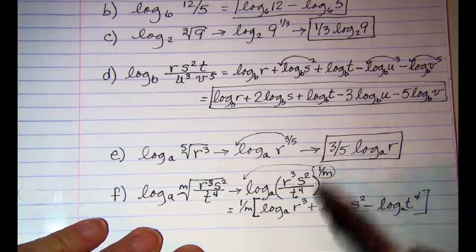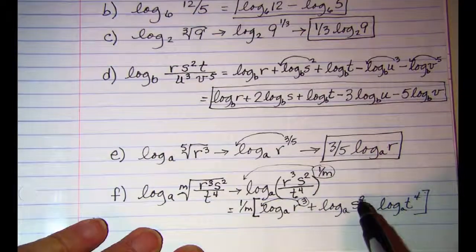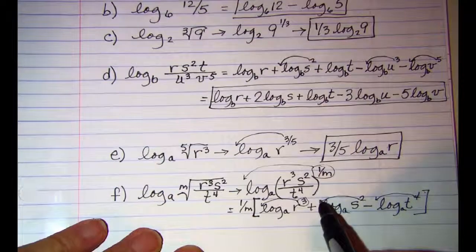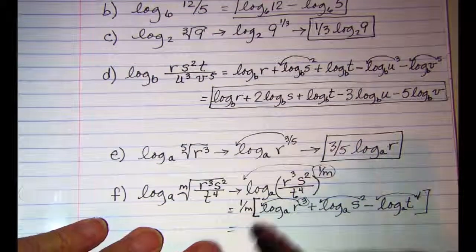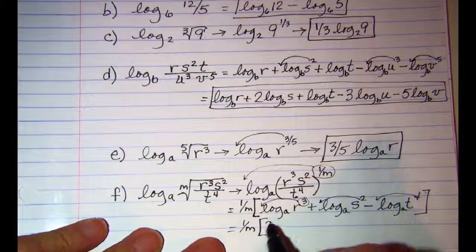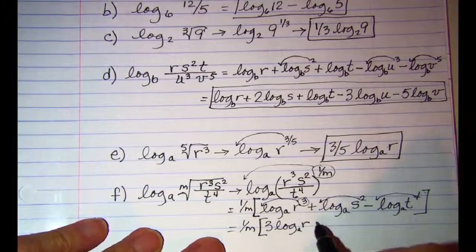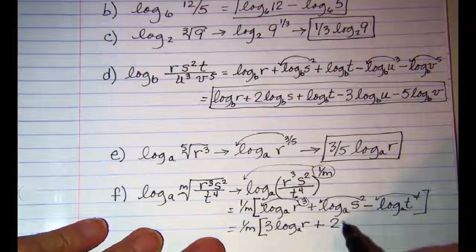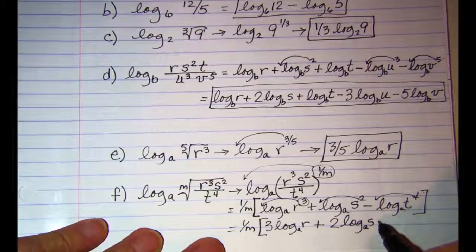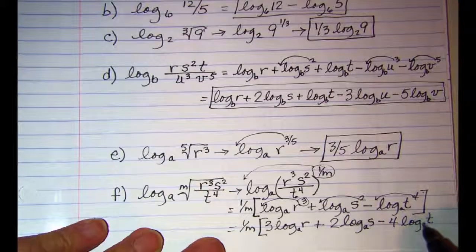Alright, now I'm going to use the third property and take these exponents in front of each of the logarithms. So this is 1 over m times 3 log r base a plus 2 log s base a minus 4 log t base a.